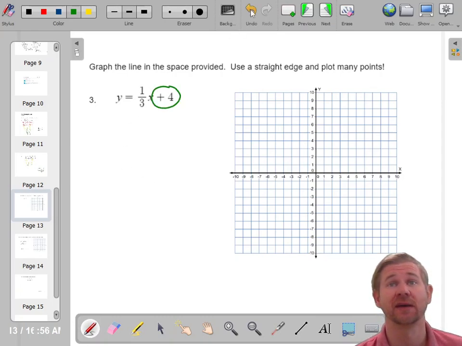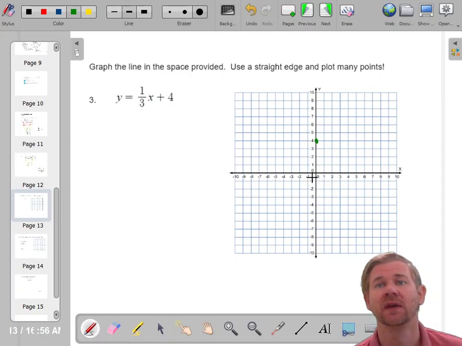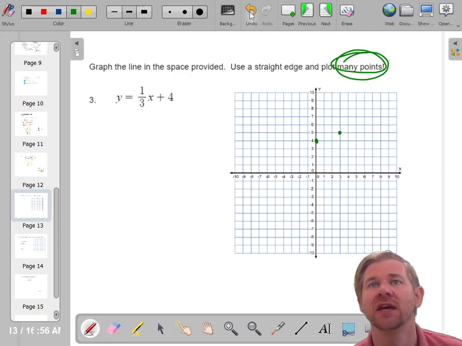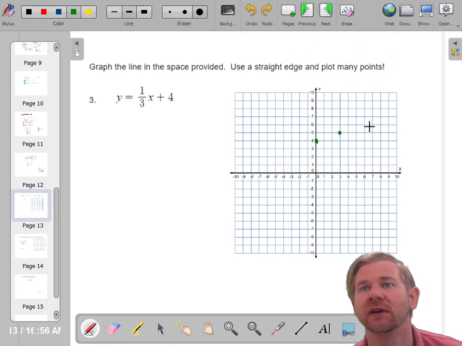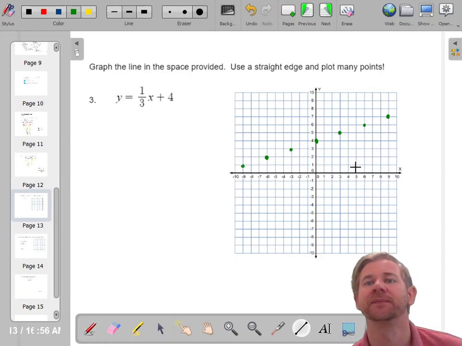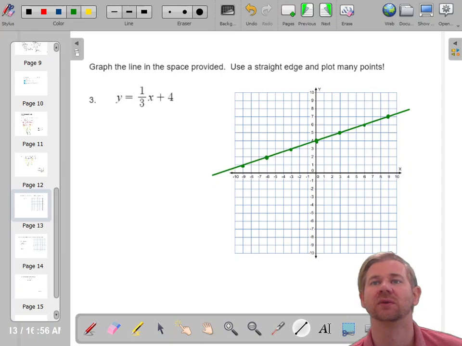You start at the y-intercept, positive 4, and then the slope is 1/3, so you go up 1 over 3. And we're going to do that as many times as we can on this page, and we're going to use a straight edge to make it look good. Up 1 over 3. That's the same as going down 1, left 3, down 1, left 3.